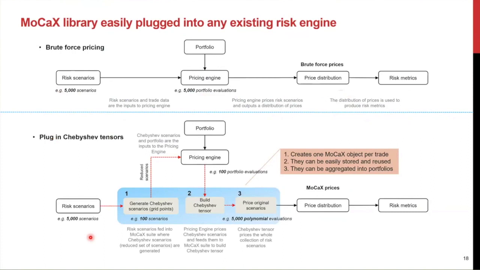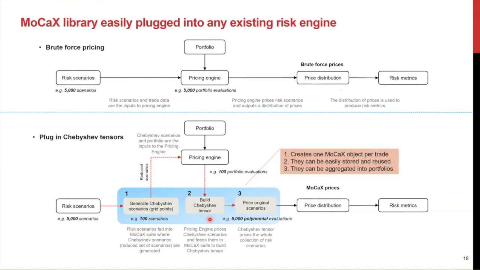But the key step is how we can come up with each Chebyshev scenario given these 5,000 scenarios. And that's something that I will address in a couple of slides. First, let's assume that we've already done that step and that we ended up with 100 Chebyshev scenarios, grid points. These then get priced. That gives you the Chebyshev tensor.